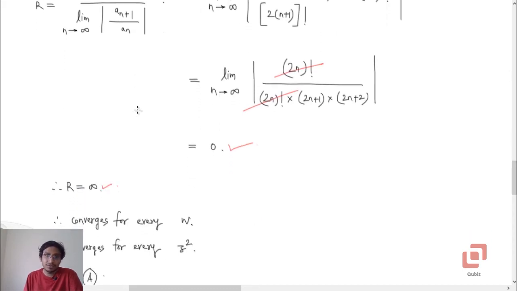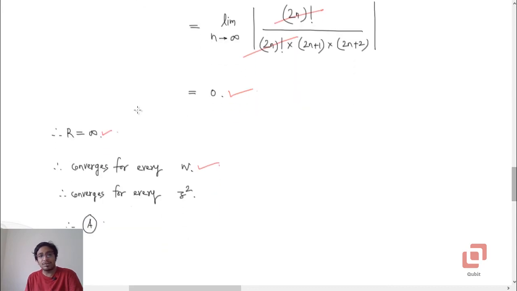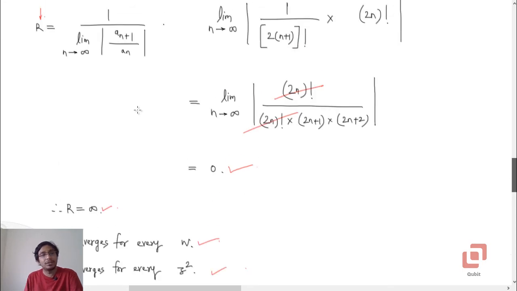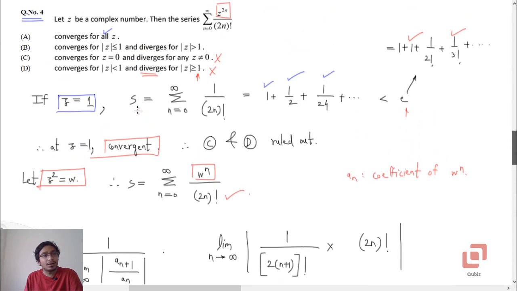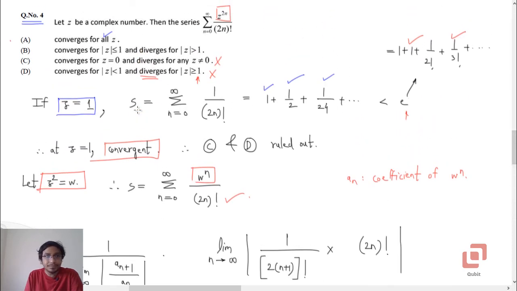Which means it converges for every w, and because we are dealing with complex numbers, it is going to converge for every z squared or every z. So it is option A. That means by substituting z equal to 1, we did not get the answer, but we definitely eliminated two of the options. We eliminated C and D.